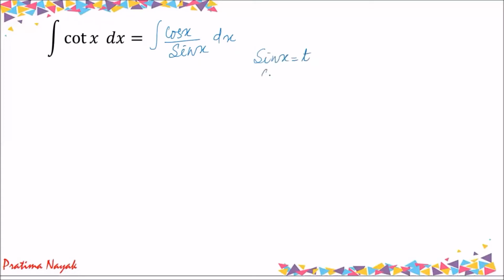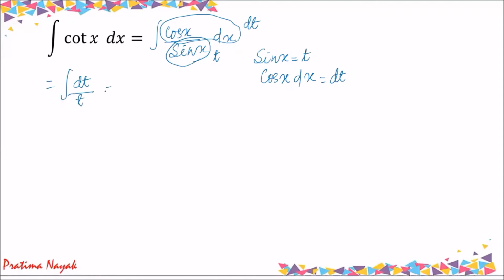So cos x dx. The derivative of sin x with respect to x is cos x dx, and the derivative of t with respect to t is dt. So cos x dx is dt, and sin x is equal to t. So cos x dx is equal to dt, and this is equal to t. So it will be dt upon t.